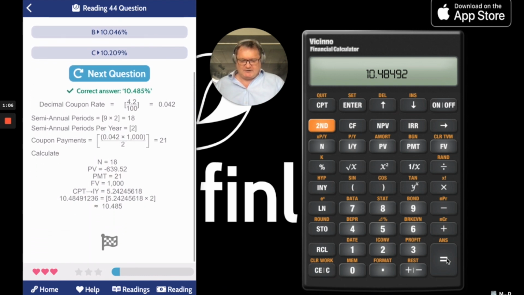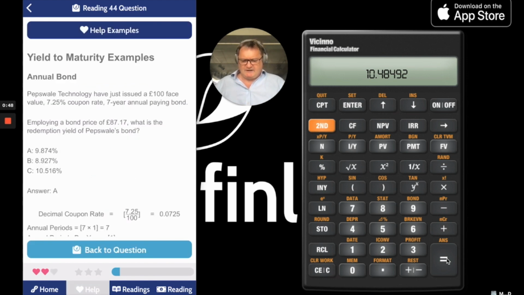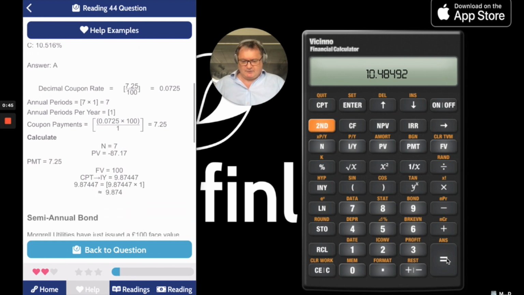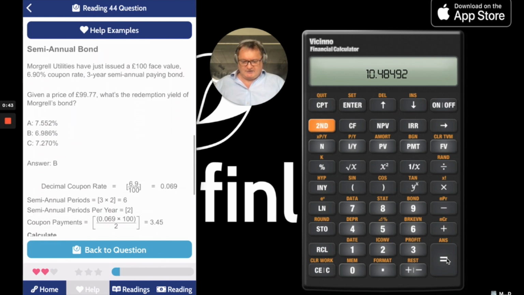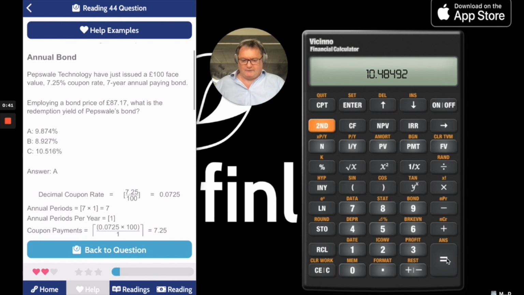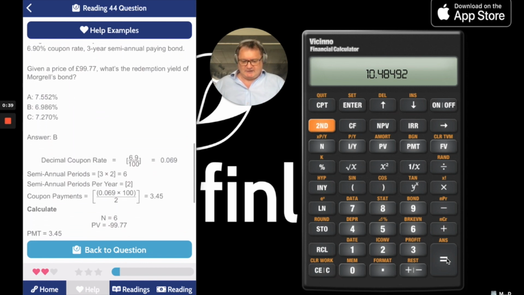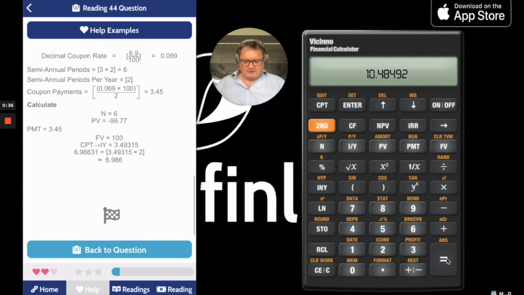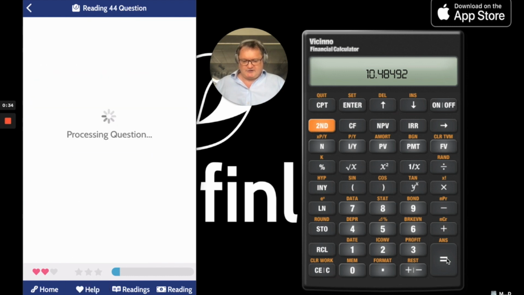And Finlingo will tell you exactly how it calculated it. Notice that last little bit just before the answer where we multiply the output interest rate by 2. So we're dividing stuff by 2 on the way in and multiplying stuff by 2 on the way out. Let's take a look at some help. In the help, Finlingo gives you an example question with all the keystrokes. It gives you the annual bond version and also a semi-annual bond version too, so you can practice both. Let's try the next question.